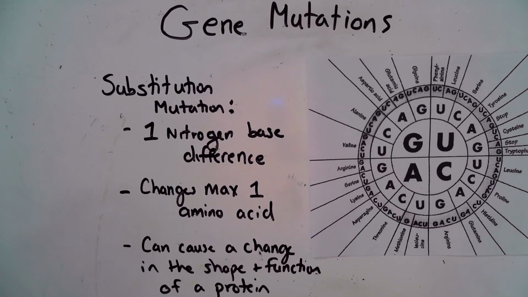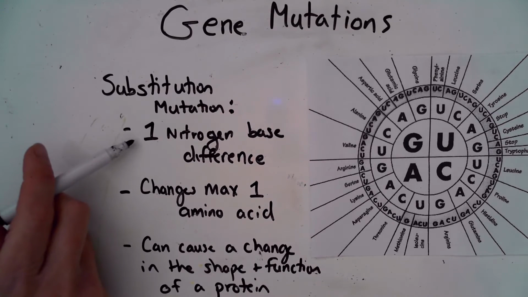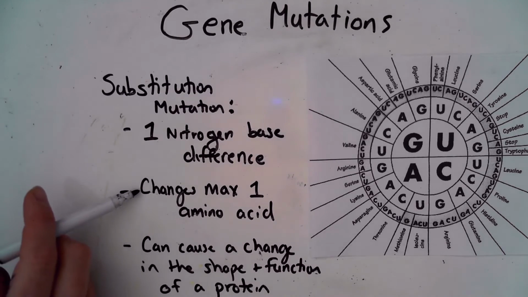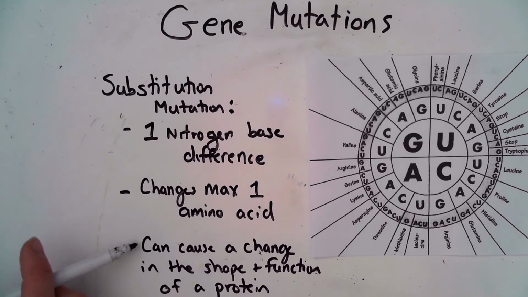So a substitution mutation is the result of one nitrogen base difference in the DNA sequence. It's going to change maximum one amino acid, and it can cause a change in the shape and function of a protein.